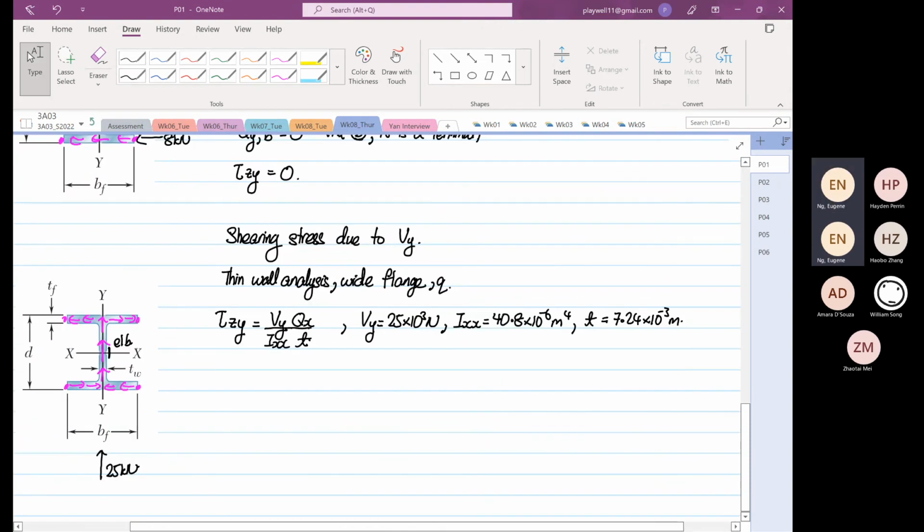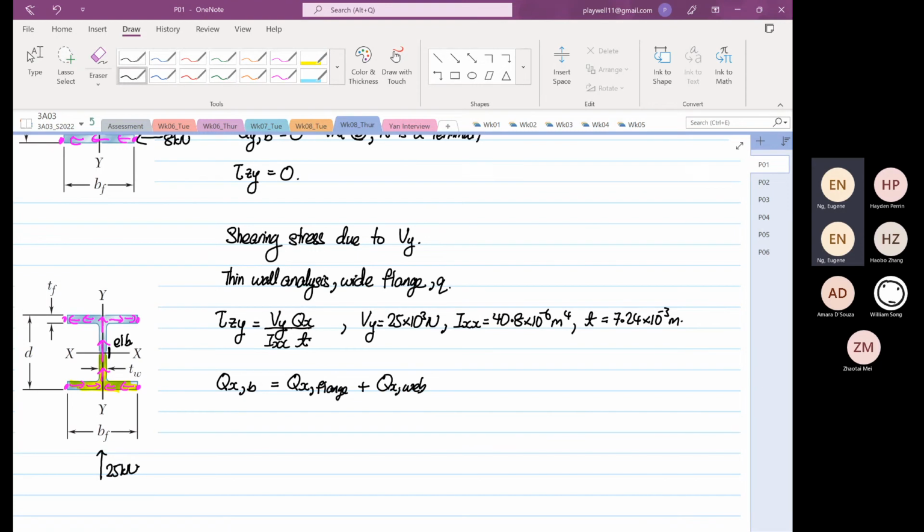So the next thing is the Q for our point B. Q on the x-axis at point B is equal to Q, the first moment of area about the x-axis of the flange, plus Qx of the web. So the area of interest I'm highlighting in yellow. This is the flange and this is the web. So it's the entire area.